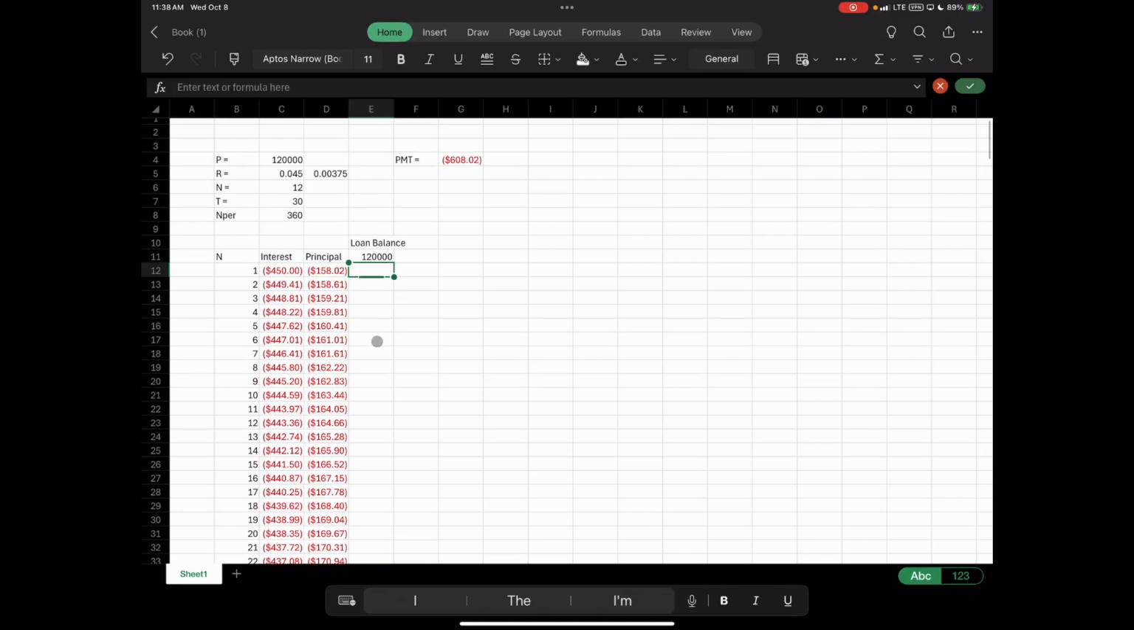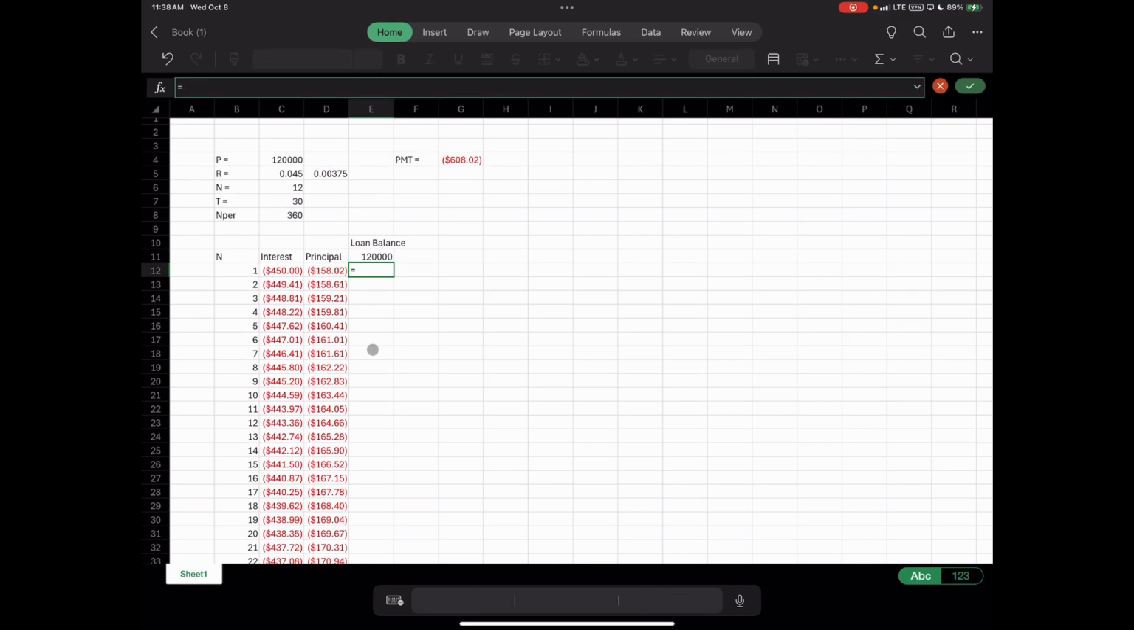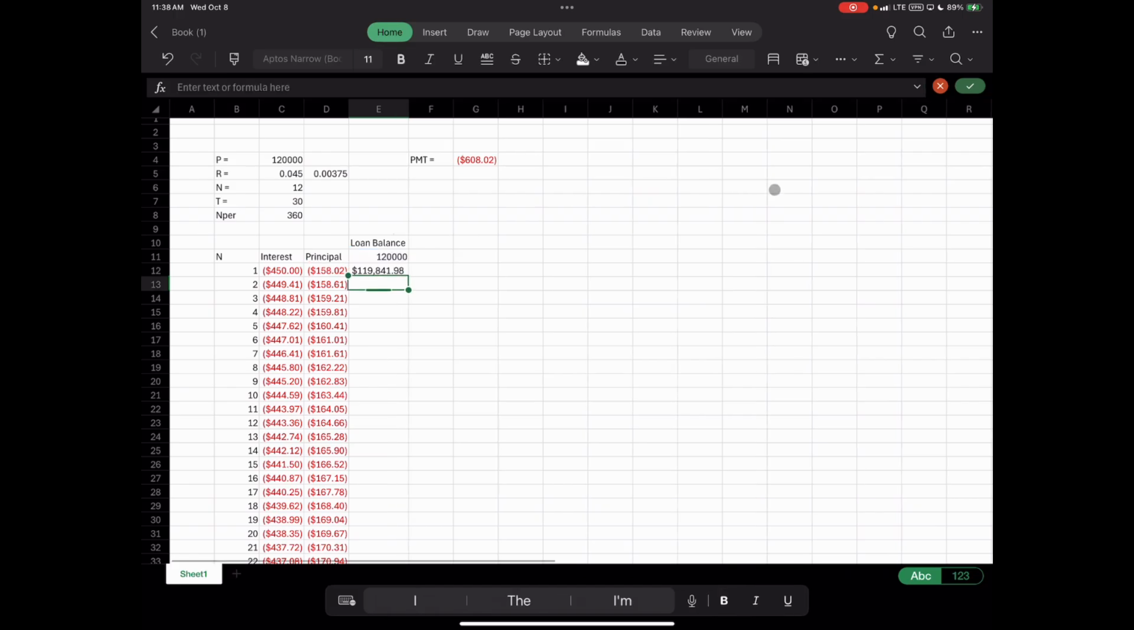And now comes the loan balance calculation. There's a formula for this, but I almost prefer to do it this way because I like to see the way this goes. What I'm really going to do is take this loan balance, and then I would do minus, but because that text is red, that means that 158.02 is already negative. So I'm actually going to do plus this because that number is negative. It's a payment out.